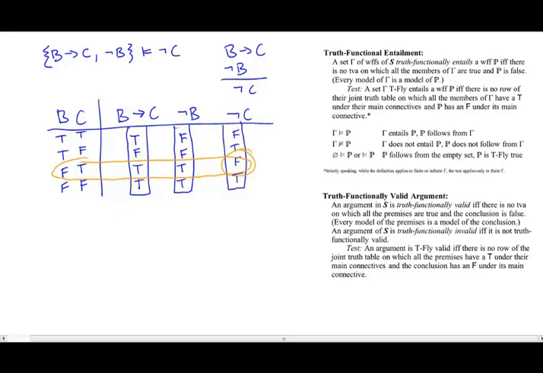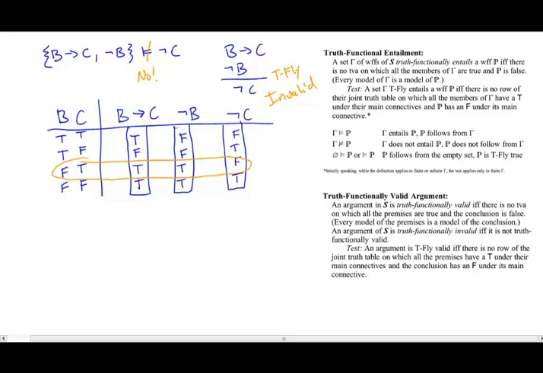So in this case, we do have a situation where we find true for however many members of the set or premises there are, and then a false for the target or conclusion. That means that there is no entailment from the set to the target formula, and it means that the argument is truth functionally invalid.